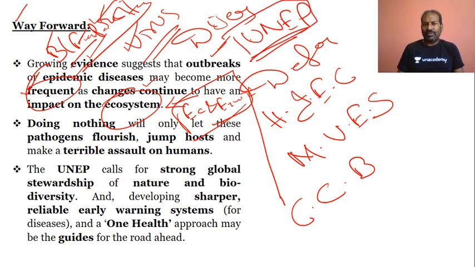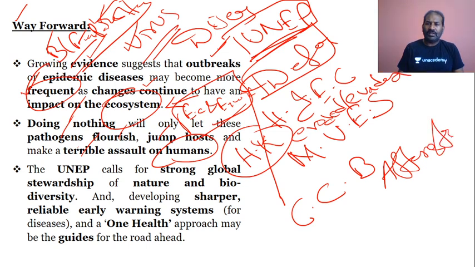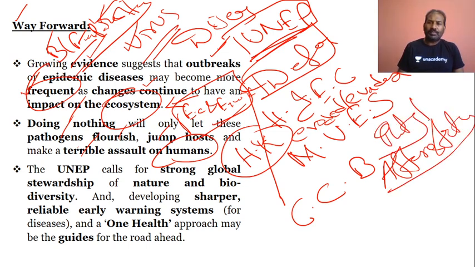So what is important as a way forward is that we need to protect the ecology and environment, and if we are doing nothing, then these pathogens will flourish, jump hosts, and make a terrible assault on humans, and humankind itself will be eroded. That is why it is now very important that we go ahead with protecting the ecology and environment, not going ahead with deforestation, but with afforestation, planting more trees. By afforestation, what we will actually be doing is making the virus stay in the forest itself.